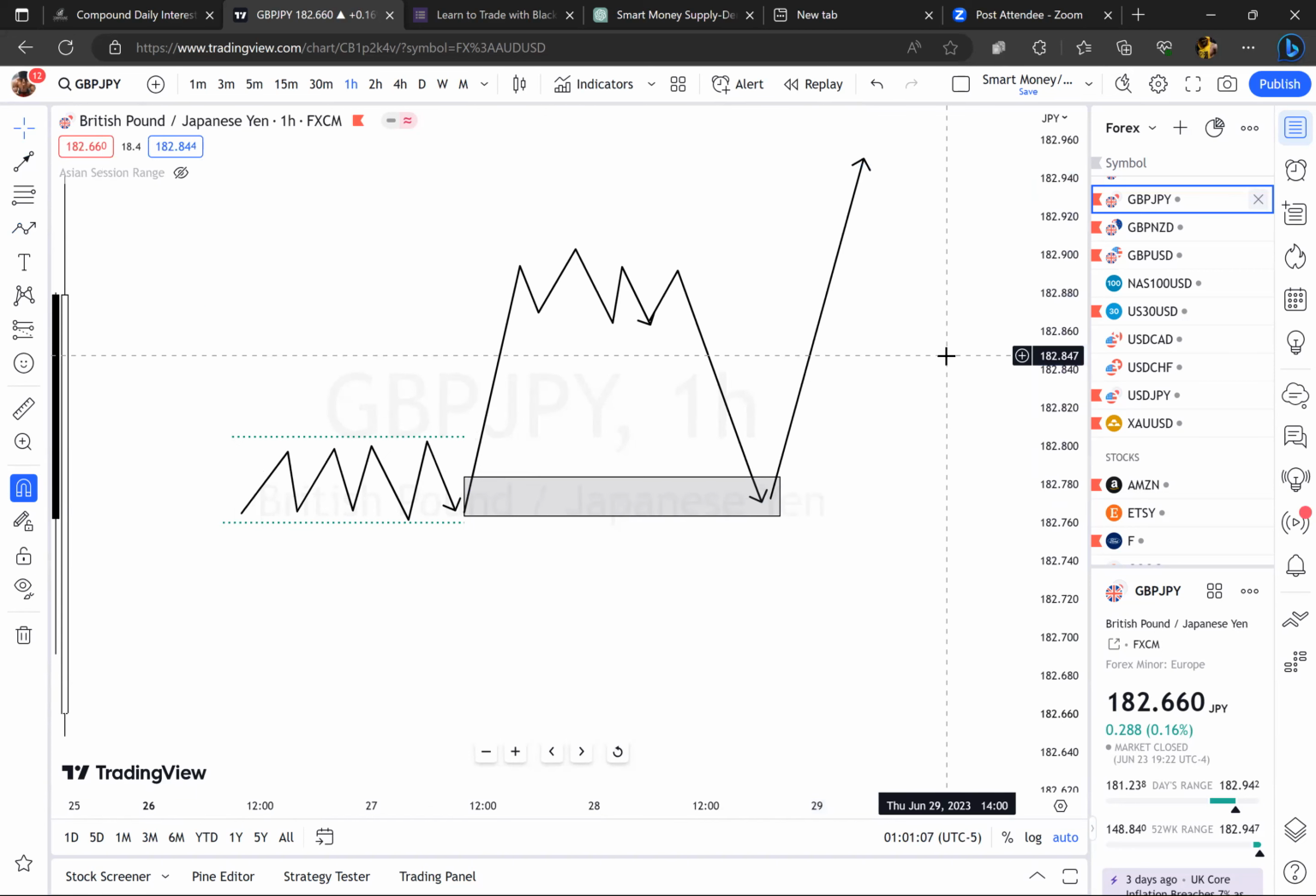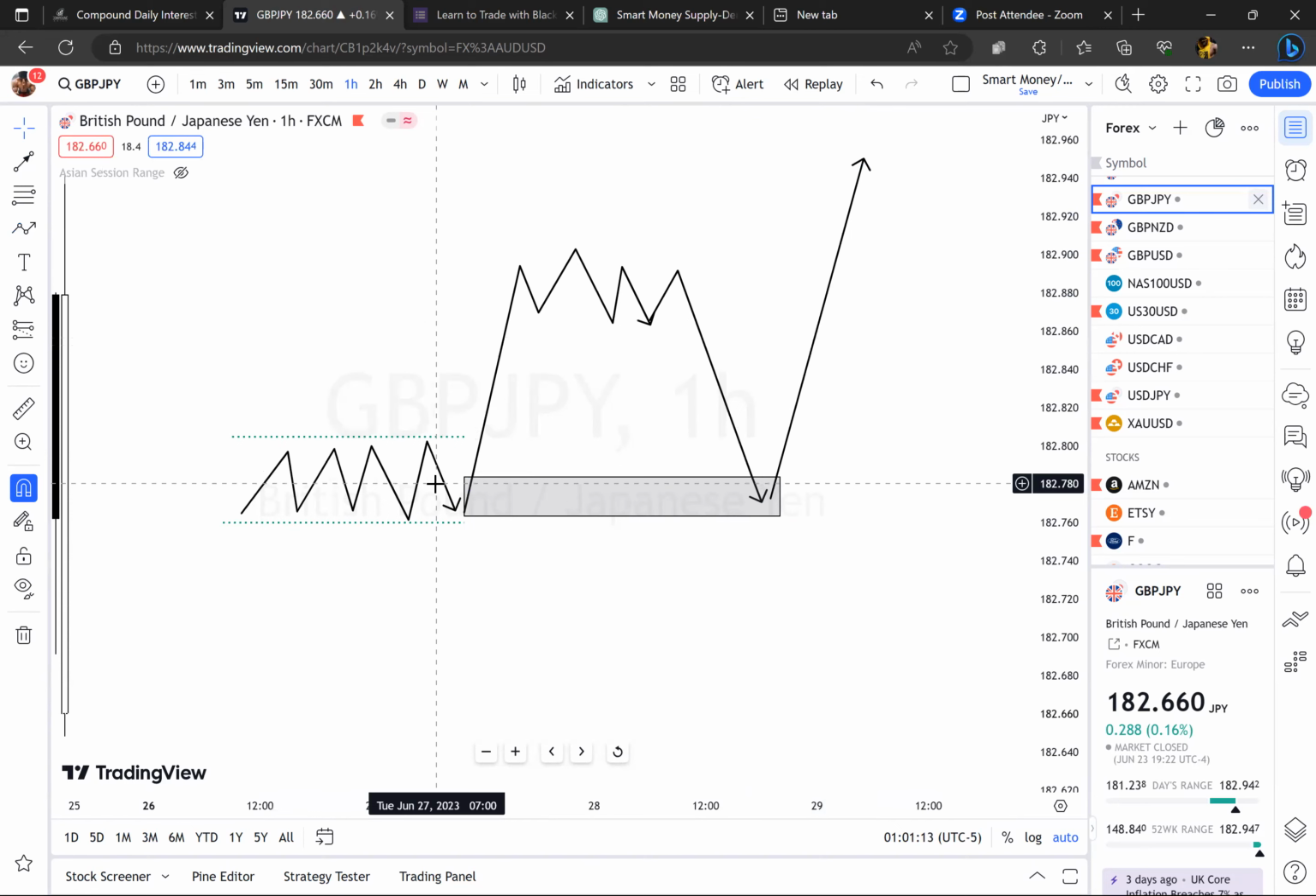All right. So now there are some important things that you guys need to know about this. Consolidation is easy. It goes side to side, building liquidity at the tops and the bottoms. Then we get expansion coming out.